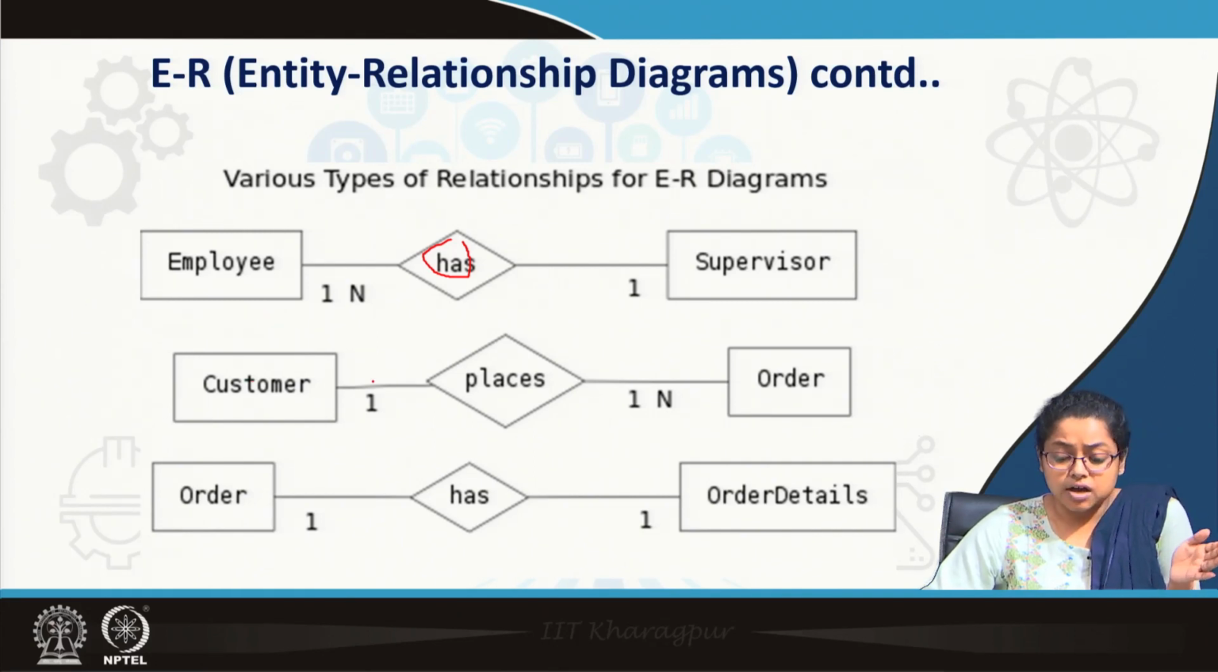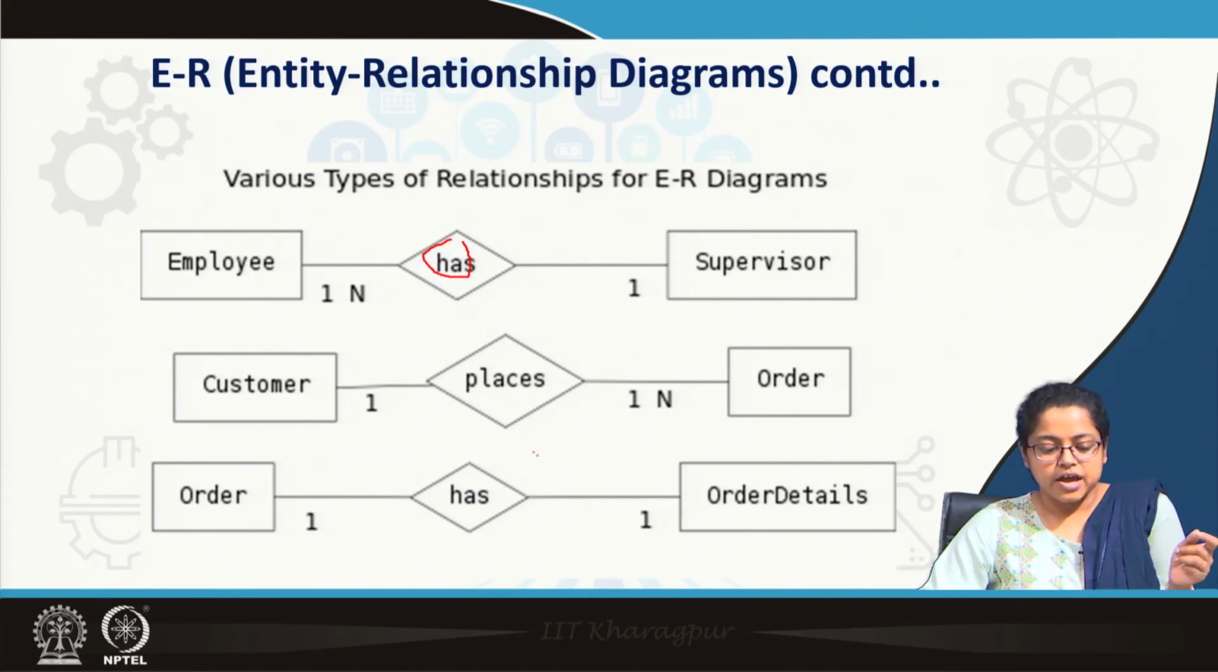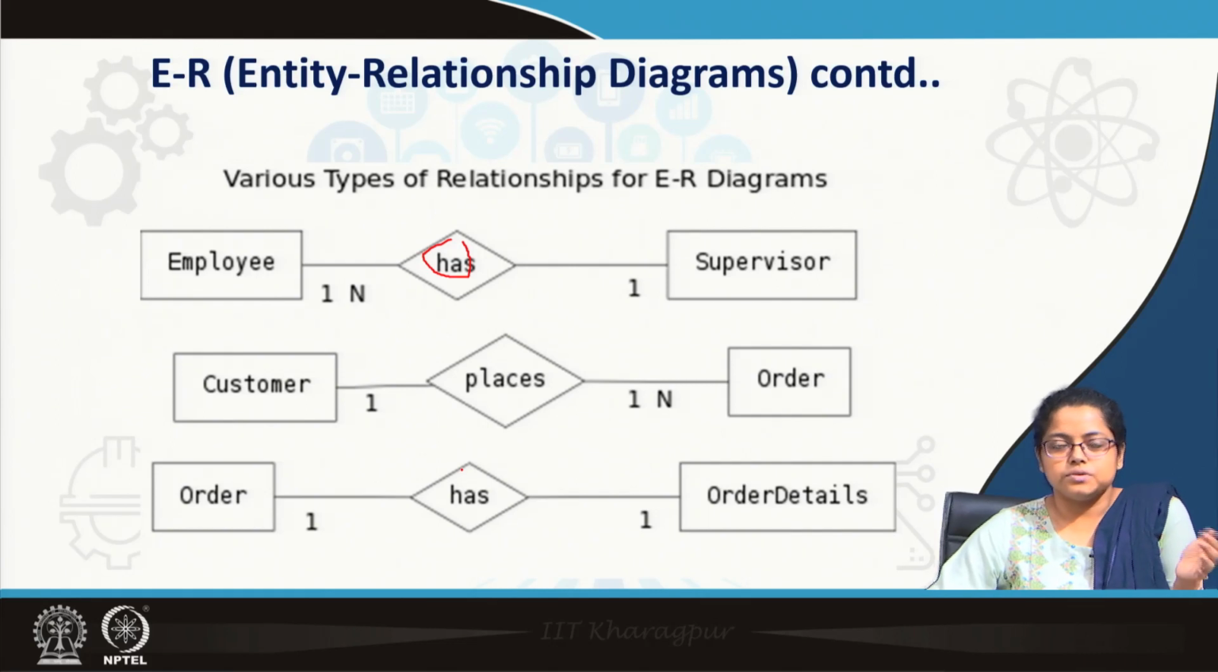Similarly, one customer places 1 to many orders. Each customer can place one or many orders in any particular company. And a third example talks about order. One order will have only one order details, so it is a one-to-one relationship here. So, these are certain examples.